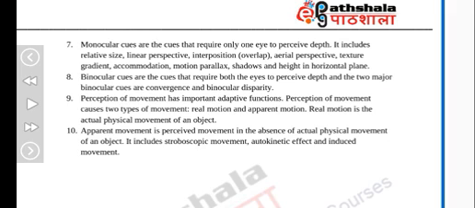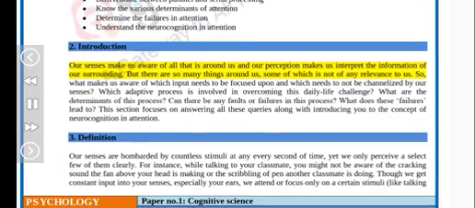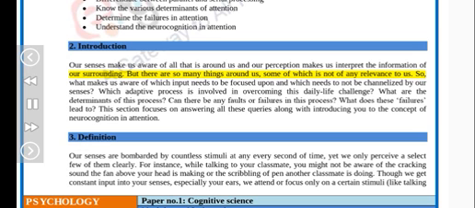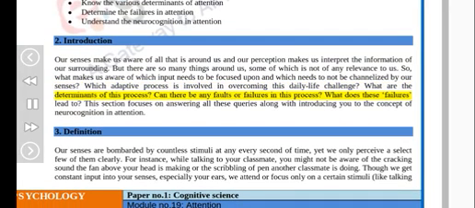Psychology paper number 1. Our senses make us aware of all that is around us, and our perception makes us interpret the information of our surrounding. But there are so many things around us, some of which is not of any relevance to us. So, what makes us aware of which input needs to be focused upon and which needs to not be channelized by our senses? Which adaptive process is involved in overcoming this daily life challenge? What are the determinants of this process? Can there be any faults or failures in this process? What do these failures lead to? This section focuses on answering all these queries along with introducing you to the concept of neurocognition and attention.